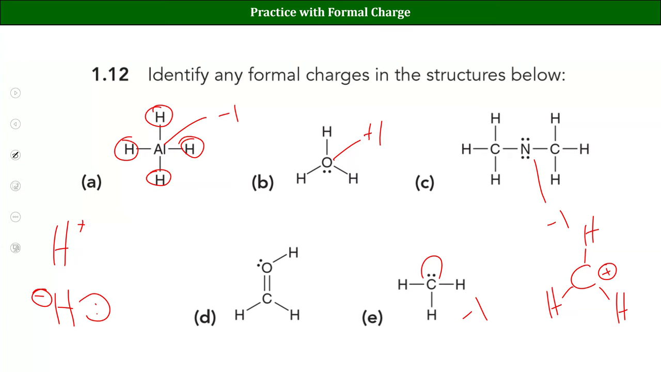All right, anything have a formal charge other than zero here? The oxygen. Carbon's good, right? Four bonds. Oxygen's got three bonds, so just like up there, plus one.